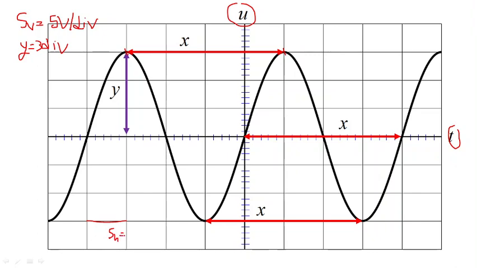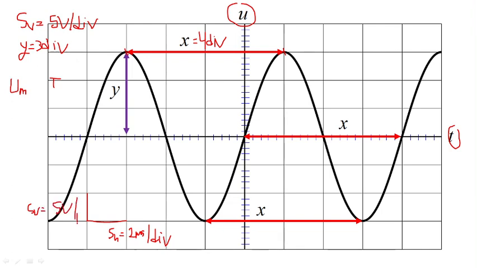For example, if SH equals 2 milliseconds per division, and in this case X equals 4 divisions, therefore the period will be SH times X, and the period will be 8 milliseconds, 4 times 2. So using the oscilloscope we can find U max by applying this rule, SV times Y, and the period, SH times X. This is the SV, 5 volts per division.